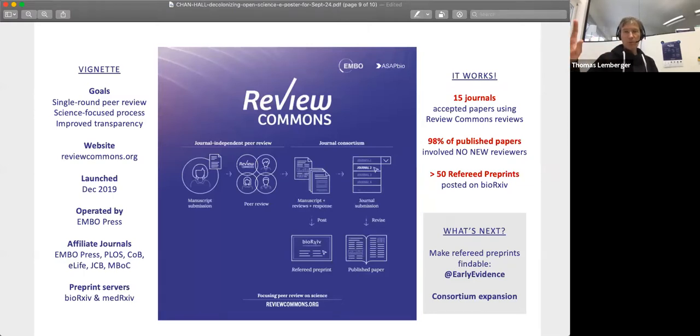So just a few words about the future. We will launch soon a resource, the early evidence base, that aggregates all these refereed preprints to make them a bit more usable and easier to access. And we are now thinking to expand the scope of Review Commons and expand the scope of the consortium of journals. So thank you very much for your attention.